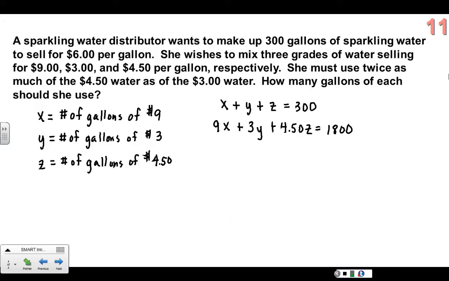Now the last clue that we were given says she must use twice as much of the $4.50 water as of the $3 water. So what we're saying there is the amount of the $3 water, Y, has got to be twice as much of the $4.50. It's got to equal 2 times the amount of Z. So Y is going to equal 2 times Z.